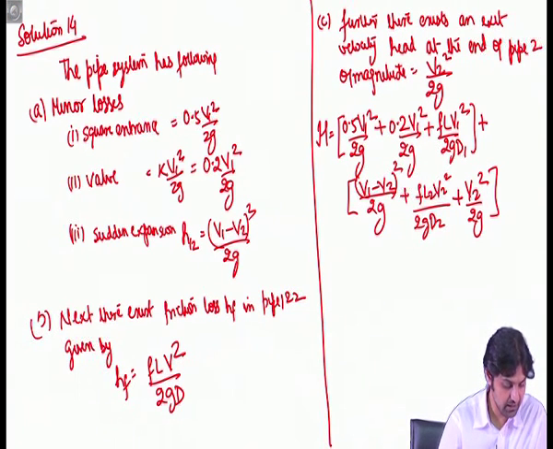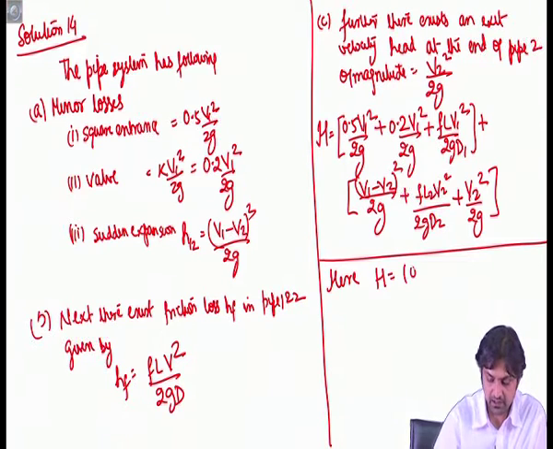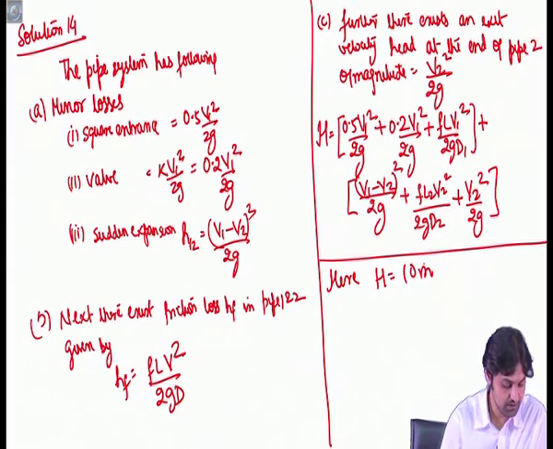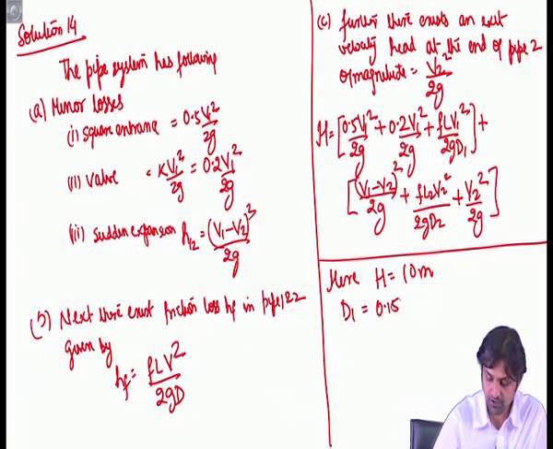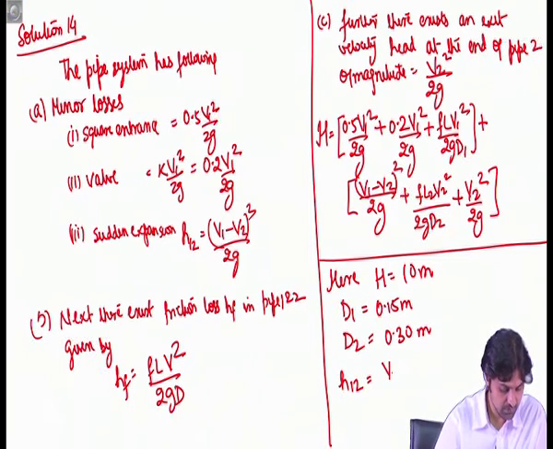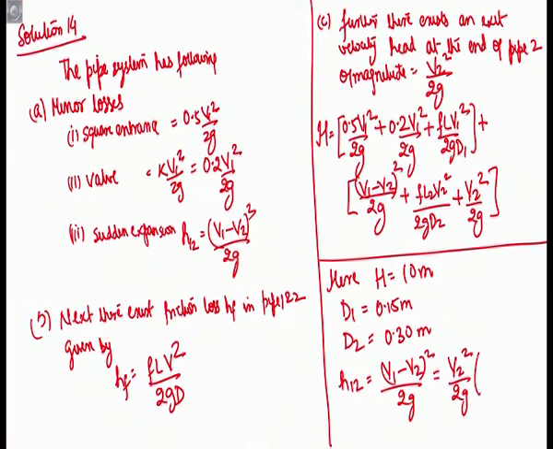So we start calculating the different terms. We can start writing here the total head is 10 meters, right? D1 is 0.15 meter, and D2 is 0.30 meter, that we know. So H12, the sudden expansion, is (V1 minus V2) whole square by 2g, or V2 square by 2g times (V1 by V2 minus 1) whole square.